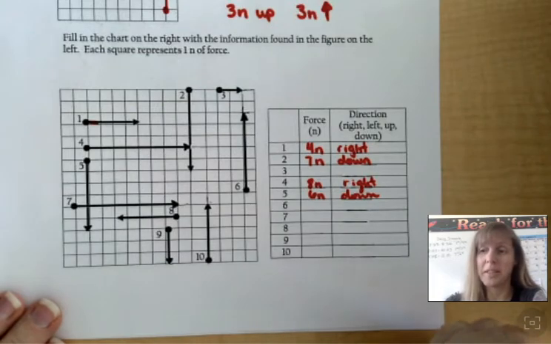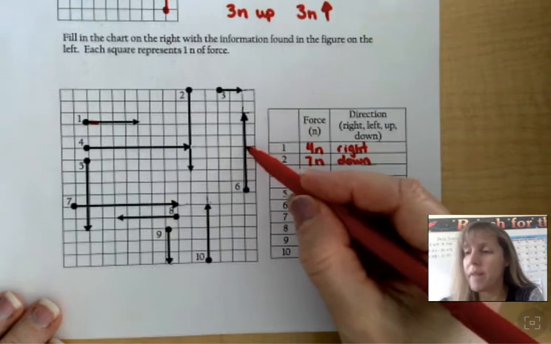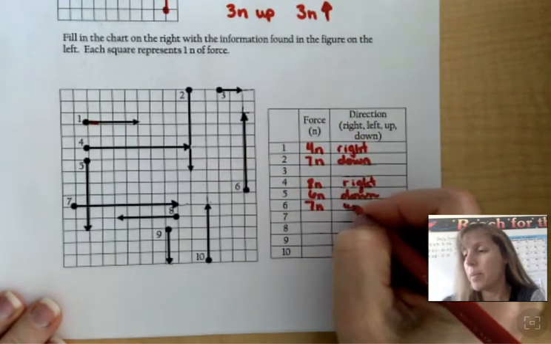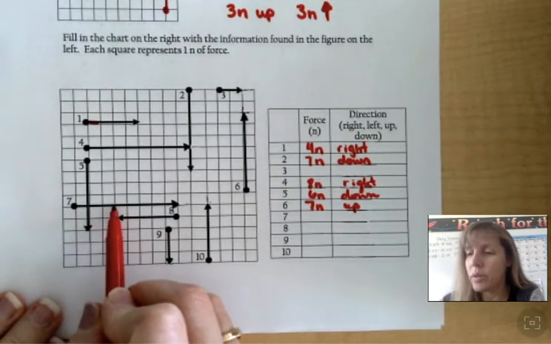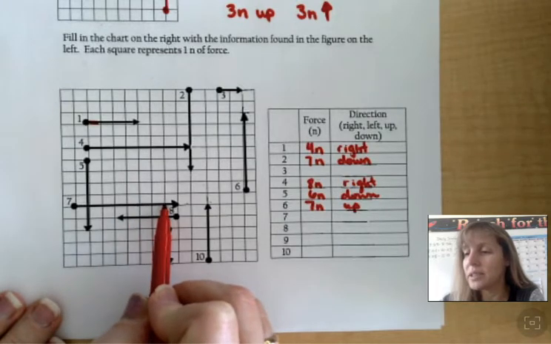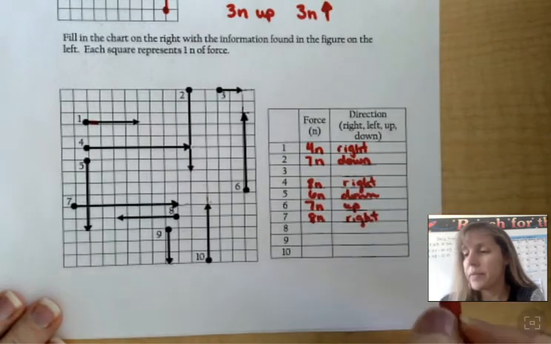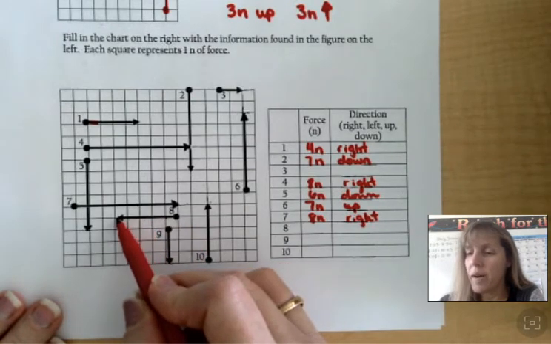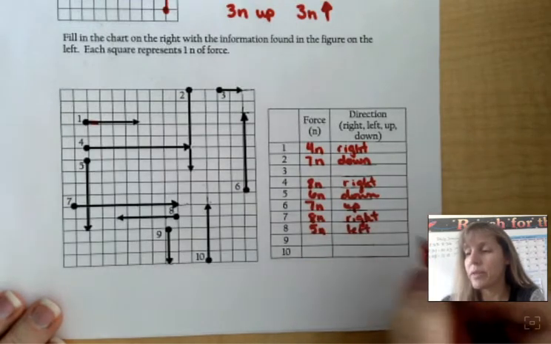All right, try number 6. 1, 2, 3, 4, 5, 6, 7 newtons. Up. Let's try number 7. 1, 2, 3, 4, 5, 6, 7, 8 newtons to the right. Number 8 is here. 1, 2, 3, 4, 5. 5 newtons, and that one goes left. So 5 newtons of force to the left.